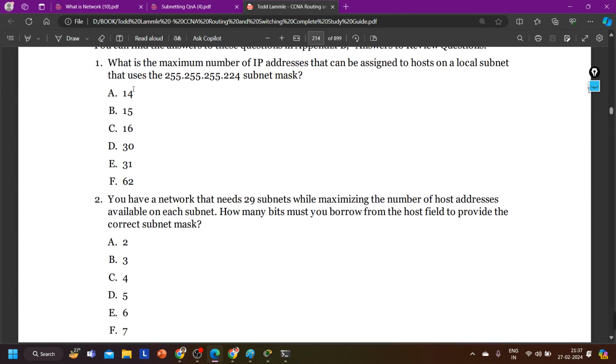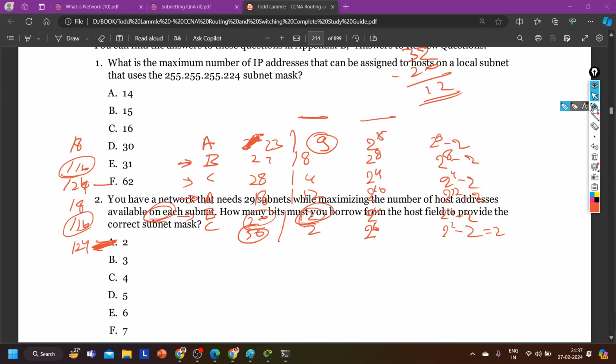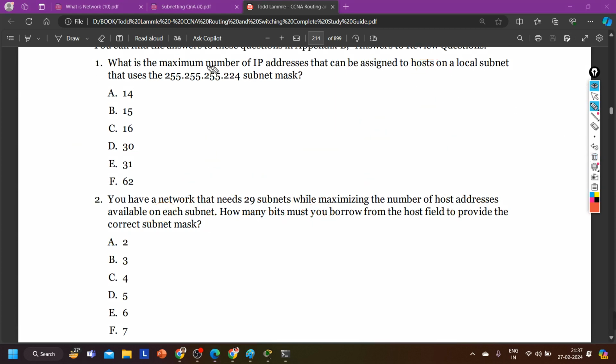Then guys, here are some more questions. Question: what is the maximum number of IP addresses that can be assigned to hosts on a local subnet that uses this subnet mask? So guys, if this is the subnet mask, then how many valid hosts can there be? 2 to the power h minus 2, where h means host bits.